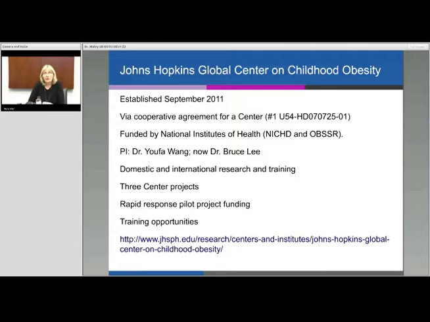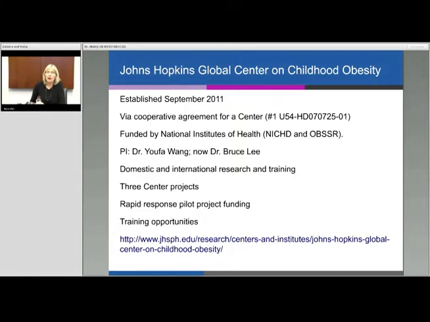It has domestic and international training, features training in system science, 3 projects that are underneath the center, and a rapid response pilot funding, plenty of training opportunities, postdoc fellowships, things like that. So I invite you to go and explore the website and see if there's training opportunities. There's wonderful seminars on there.